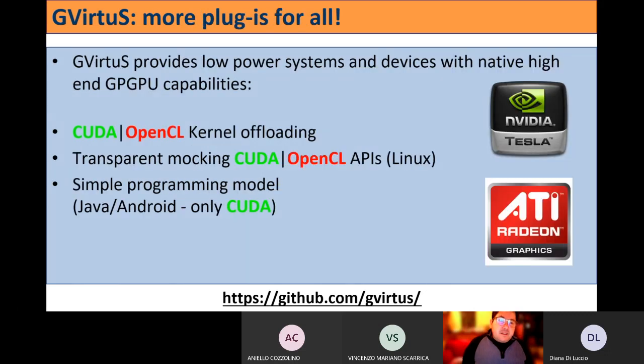And basically, GVirtuos is mostly used with NVIDIA CUDA, even because it's the most used framework for GPU computing, but actually it's not limited to NVIDIA CUDA because it is based on a plugin architecture. That means it's possible to offload kernels, I mean software enabled for GPU, for NVIDIA CUDA and OpenCL.